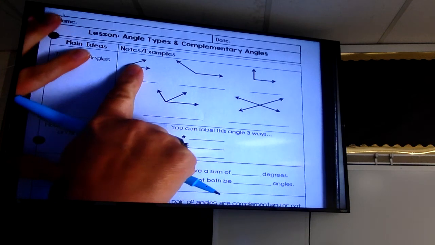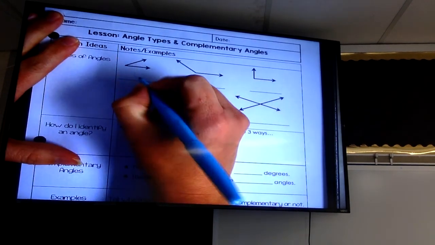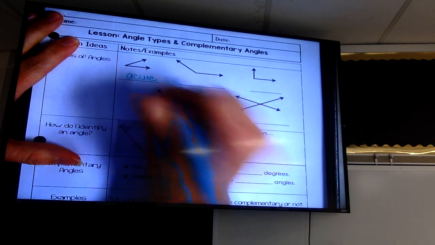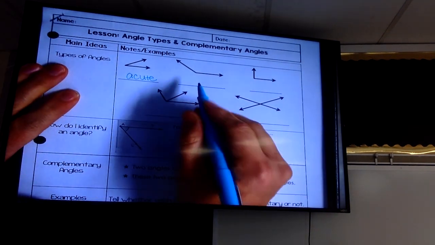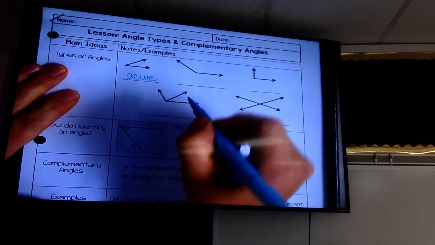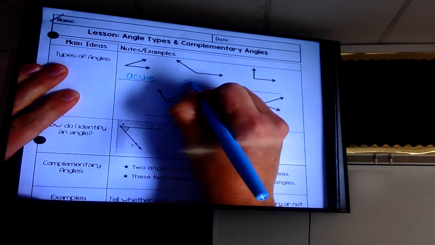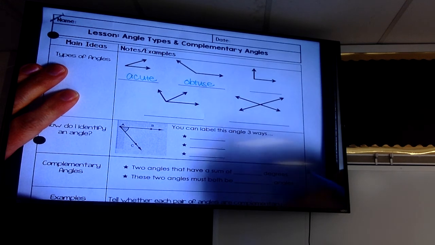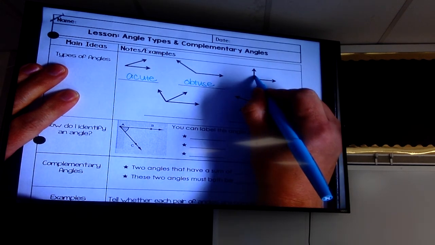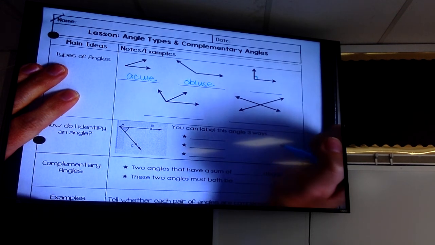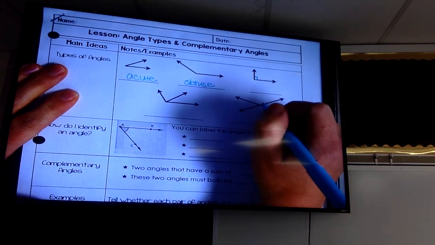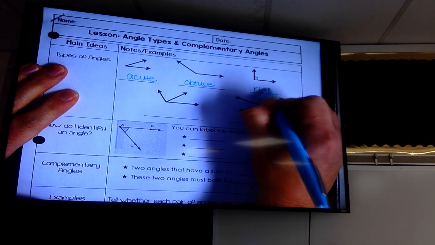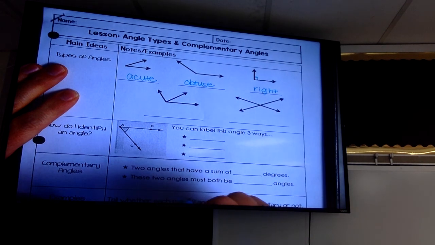So here's an angle that's less than 90 degrees. So we would call that an acute angle. Here's an angle that's greater than 90 degrees. So we would call this an obtuse angle. Here's an angle, I should have drawn in the square because you should never assume, always look for that square. Here's an angle that's 90 degrees. So we call that a right angle.